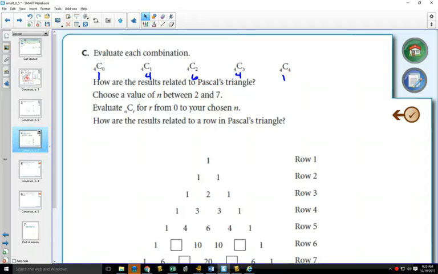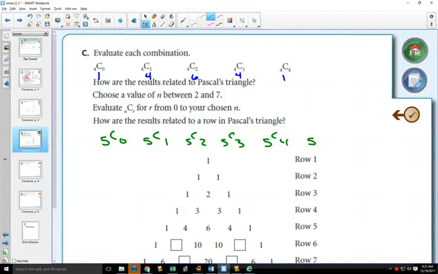And what happens if you would do 5 choose 0, 5 choose 1, 5 choose 2, 5 choose 3, 5 choose 4, and 5 choose 5? You would get 1, 5, 10, 10, 5, 1. And so every single row of Pascal's triangle connects to a combination.